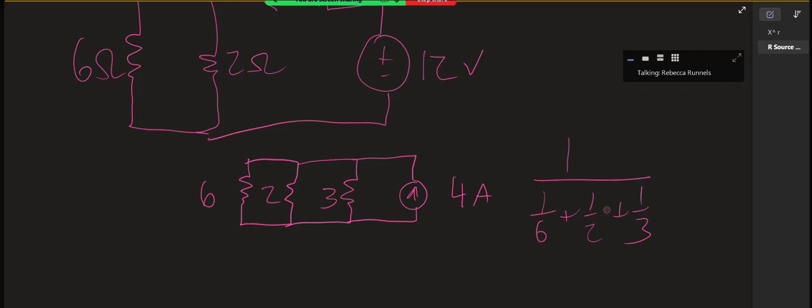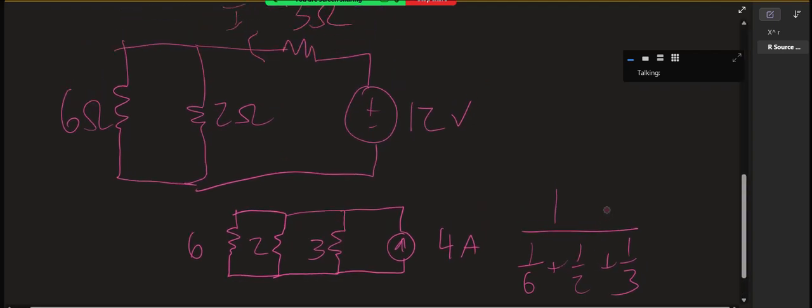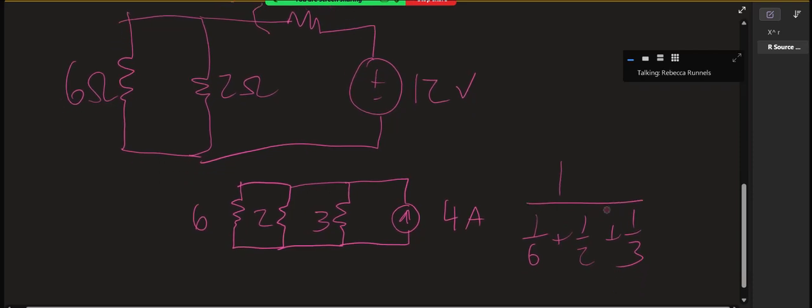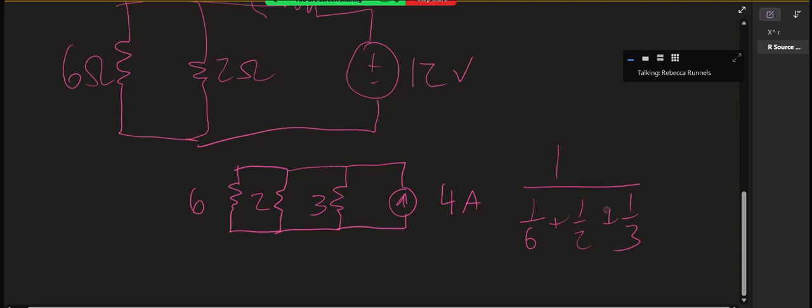Why wouldn't the current still just be 4? Maybe I'd be looking for something else. Let's say I'd be looking for something else. But anyways, that's what I would do.